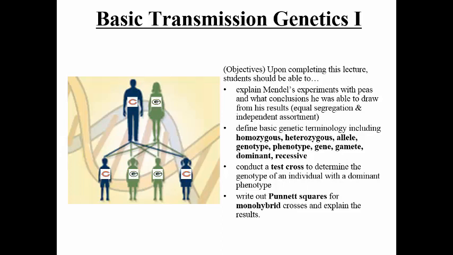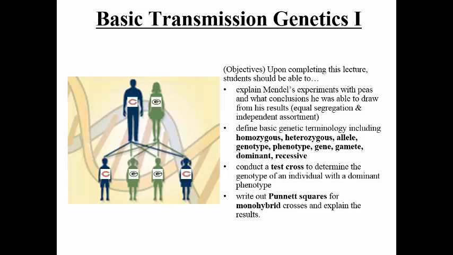Today's lecture, we're going to talk about basic transmission genetics. The objectives of today's lecture are going to be to talk about equal segregation, independent assortment, some of Mendel's principles of genetics. Also, we're going to talk about genetic terms, such as the ones listed under that second bullet. You want to be able to explain those terms, know what they mean.